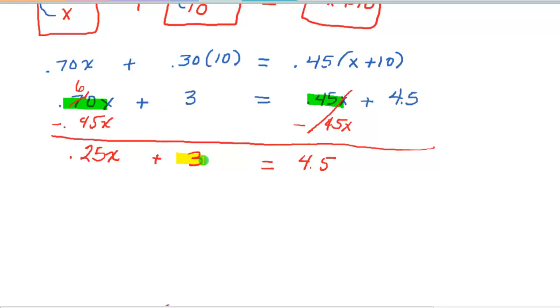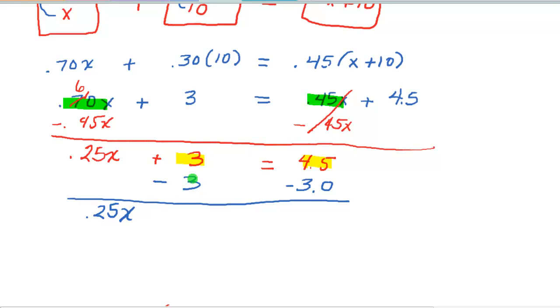Now we're going to subtract the 3 from both sides to move it over to the right, get the like terms together. So subtract 3, line up the 3 with the decimal, and 0.25x comes down, and then we have here that these 3's cancel, and here we have 1.5.